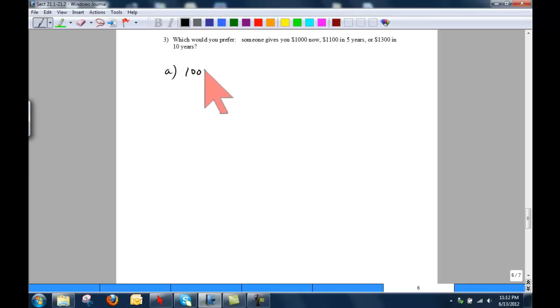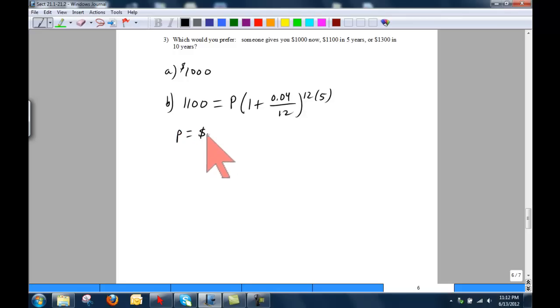A, of course, is $1,000. For B, I need to do a present value computation. $1,100 is the final amount. What present value, starting principal, does that correspond to when you're talking about 4% interest compounded 12 times per year for 5 years? So this is the same type of computation as we just did. Solve for P and get $900.90.